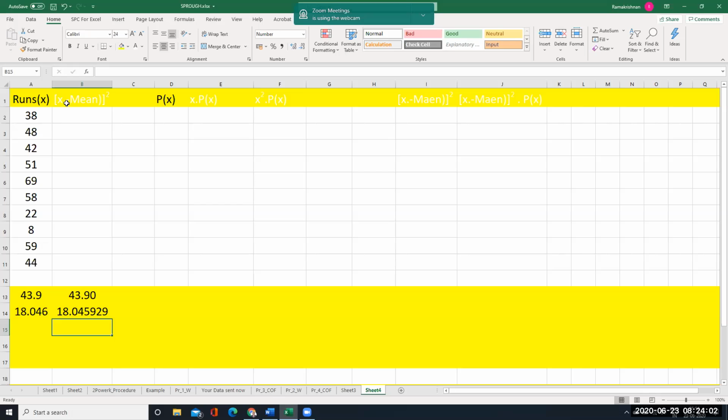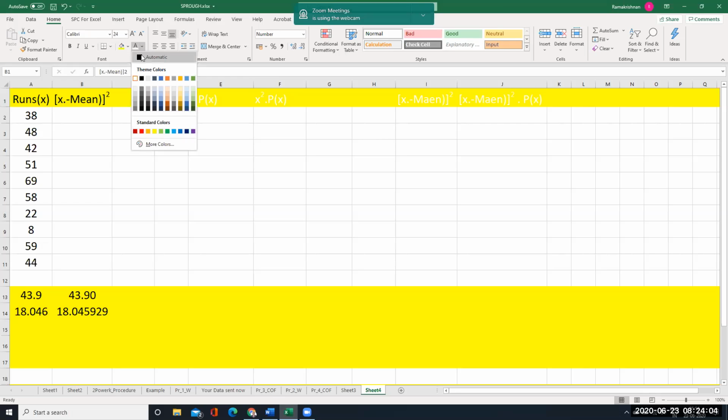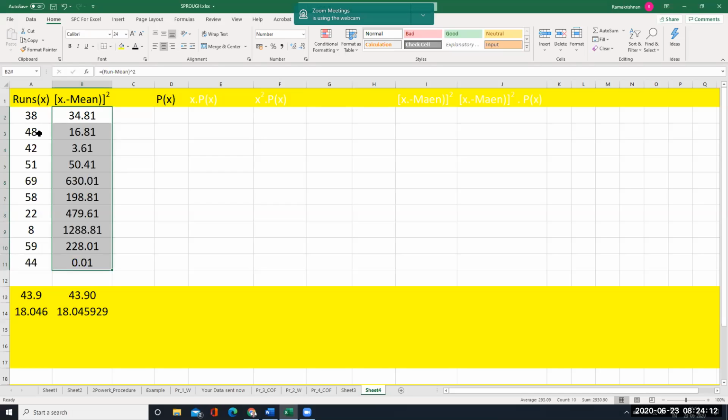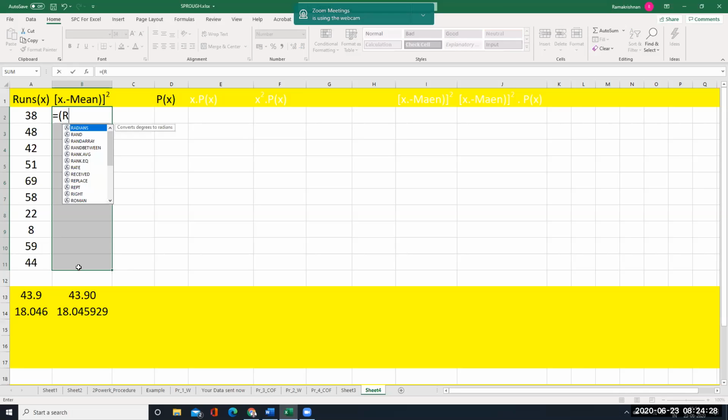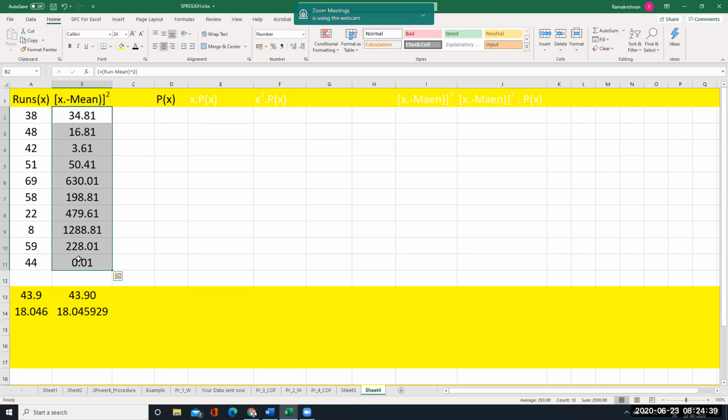So what I will do is find out the difference between the runs and the mean and square it, for all the values. I've got these values, 38 minus 43.9 to the power of 2. I can do this by a different method. I'll just delete it and select equal to run minus mean to the power of 2. Control Shift Enter. I got the values filled up.